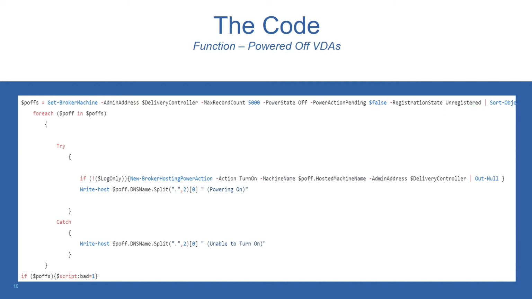For each of those, if you don't have the log only parameter, it will simply do a turn on if it's off. It will say right host here, which gives you just the name of the machine, and then it says powering on in the log. If it can't, then it says unable to turn on, and you'll have to follow up with that manually to see exactly what happened there. Either a bad hosting connection or just some other type of problem.